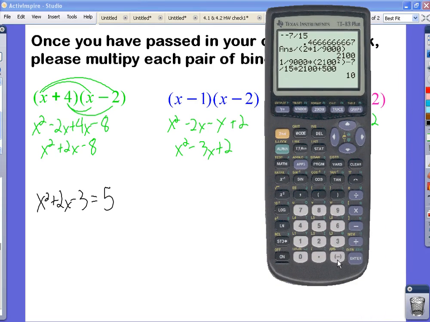Because you did this. You did negative 4 squared, right? And then plus 2, maybe times negative 4. Do that. Minus 3. Negative 27. Why is that wrong?